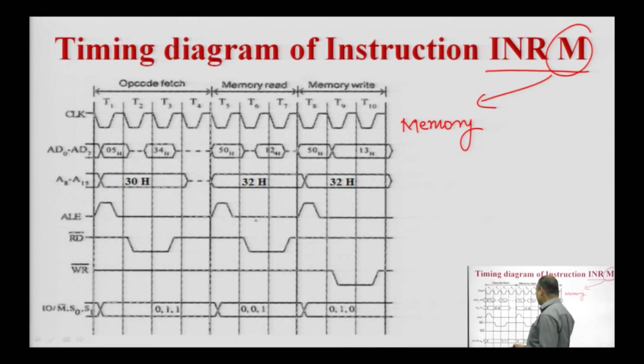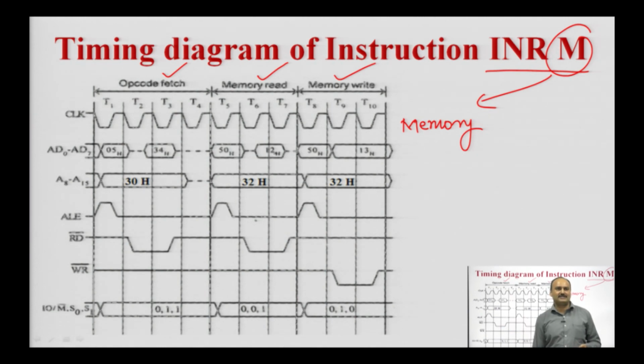So, to execute this instruction INR M, the processor requires 3 machine cycles. The first machine cycle is the opcode fetch machine cycle, the second is the memory read machine cycle, and the third is the memory write machine cycle. So the processor requires 3 machine cycles to execute the instruction INR M, increment M.